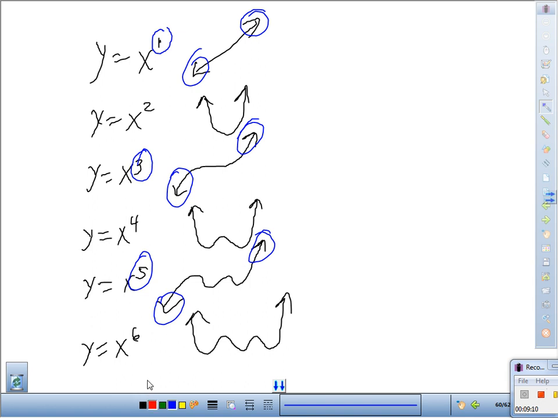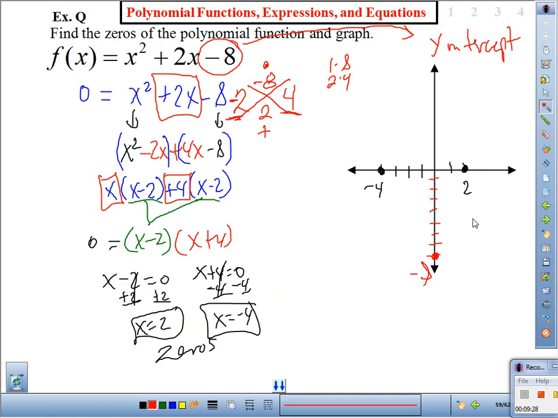And all the even number exponents, look at this one. This is to the second power. It starts at the top left and ends on the top right. This one, top left, ends at the top right. This one, top left, ends at the top right. So if that's true, check this out. What power is this? To the second. That means it starts at the top left and ends at the top right, which means I start from over here and I'm going from left to right.